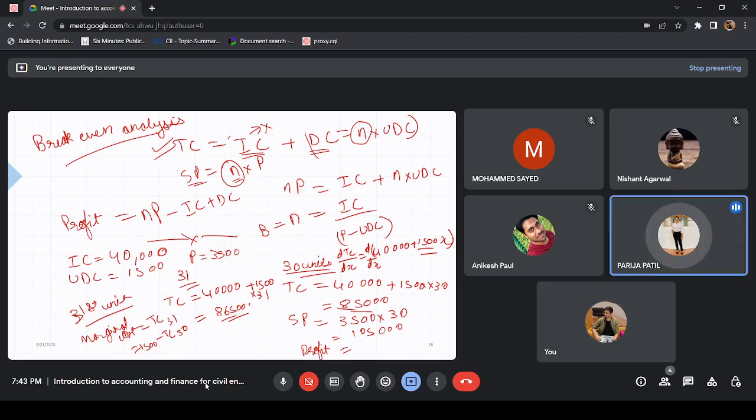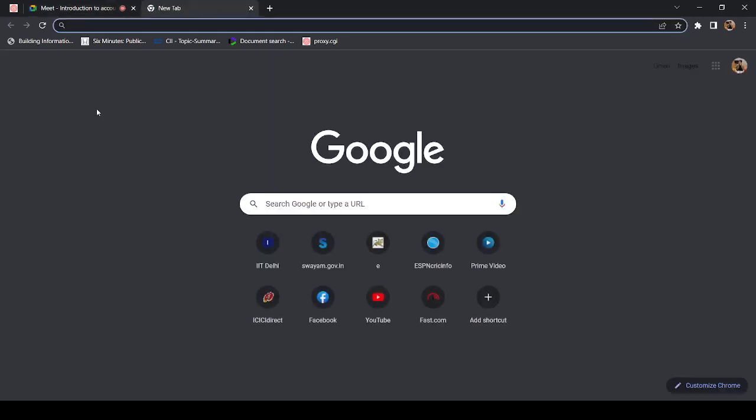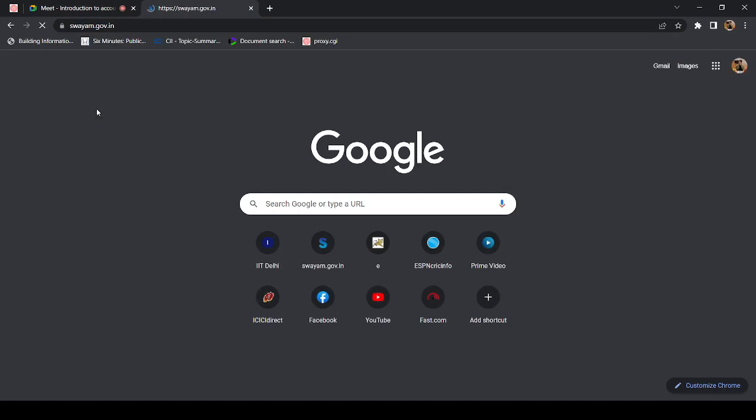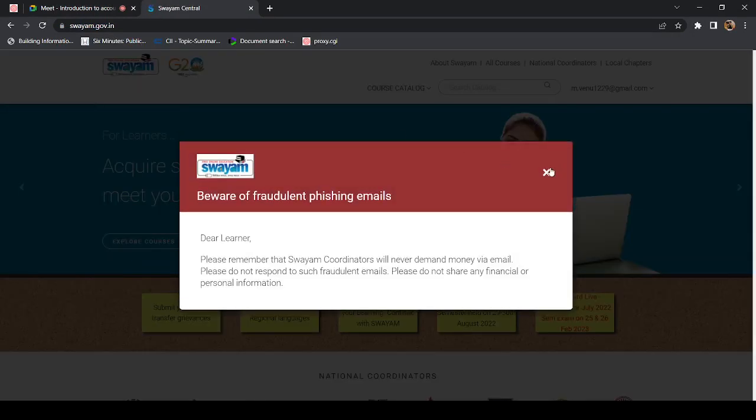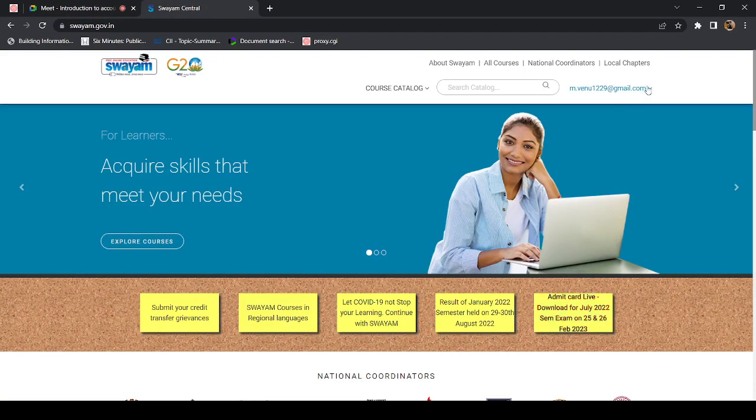Sir, can you explain the same problem which is given in the assignment? Okay. Actually, I've been trying to open the same page. I can't. The Swayam website is not loading today. Okay, it is loading now. Just give me a moment.